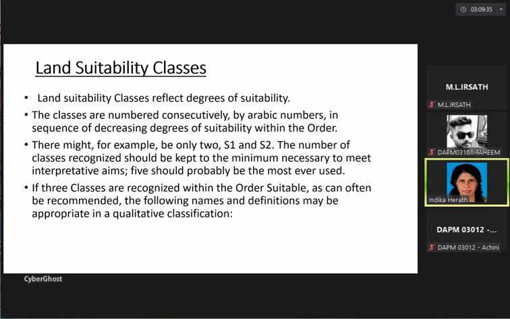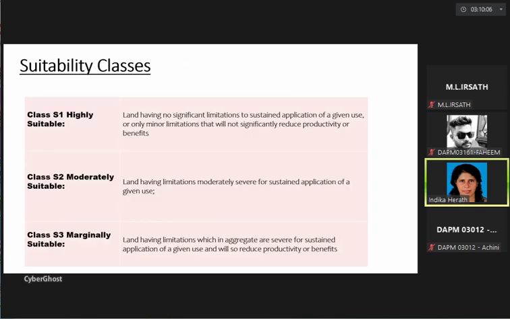The number of classes recognized should be kept to a minimum so that the confusion will be less. If three classes are recognized, as can often be recommended, the names identified may be in the definition. So as per the requirement, I will show you this example.